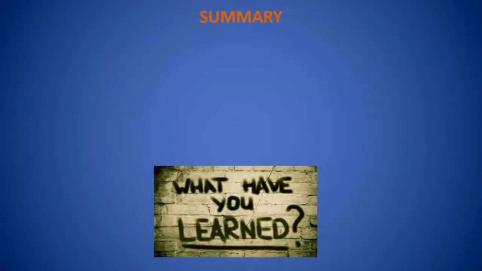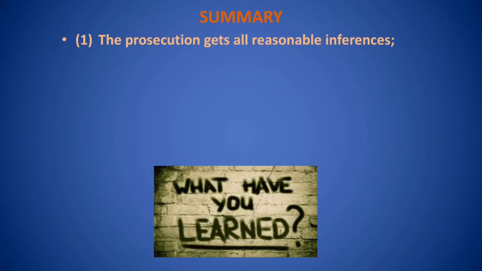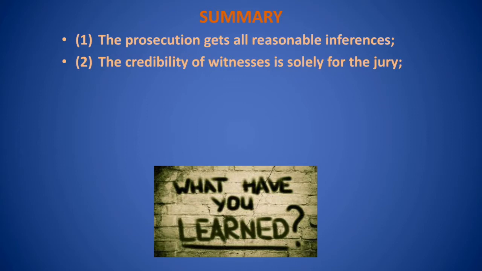So, to summarize, when ruling on a motion for a judgment of acquittal, the trial court is bound by 5 well-established principles of law. 1. The court must give the prosecution the benefit of every reasonable inference. 2. The determination of the credibility of witnesses is solely within the province of the jury.